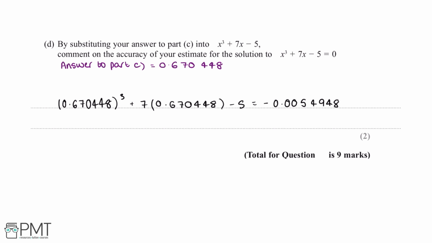and this gives us an answer of negative 0.0054948. So as we can see, negative 0.0054948 is fairly close to 0. So we can say that our estimate is pretty accurate. So now the final thing we need to do is write down our reasoning. So we can write something along the lines of the estimate is accurate because the substitution gives us a value which is close to 0.